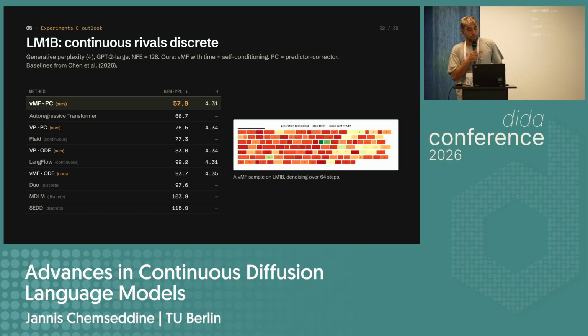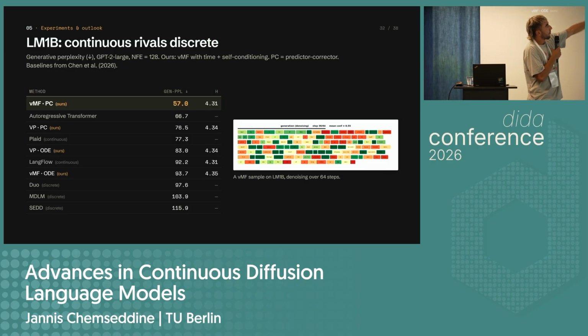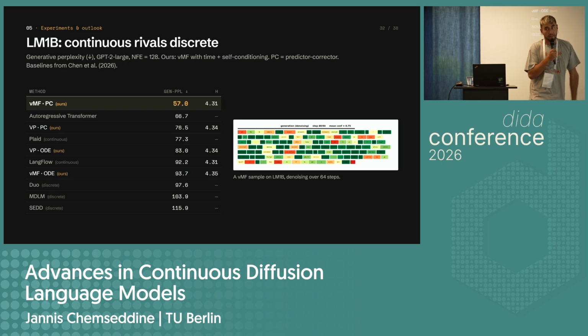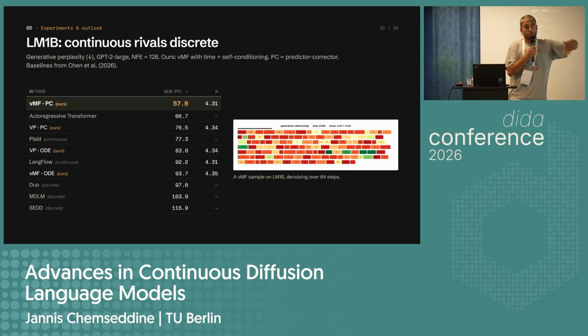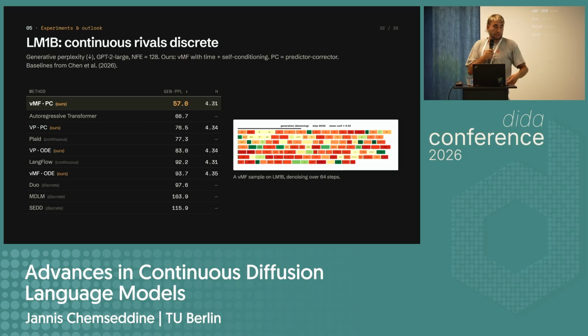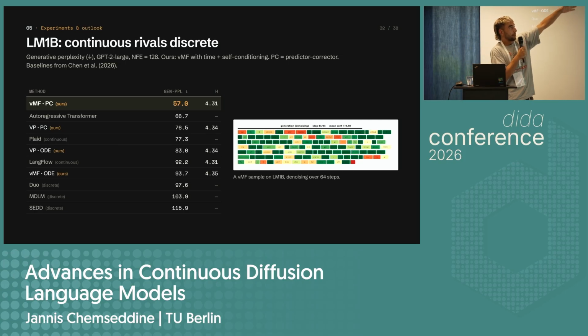On the other hand, we can look at language. Here's a generation of one of our models generating some LM1B sequence, where the color indicates the confidence of the model. Even at the end, it's not really confident. It made some mistakes about some positions maybe, but you see how it develops during inference.